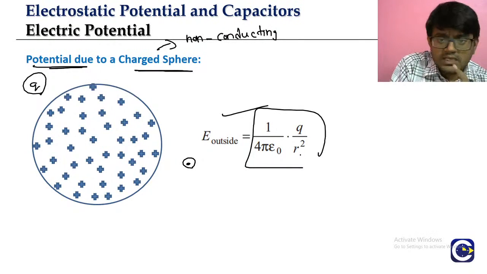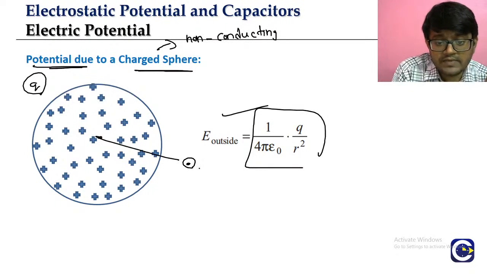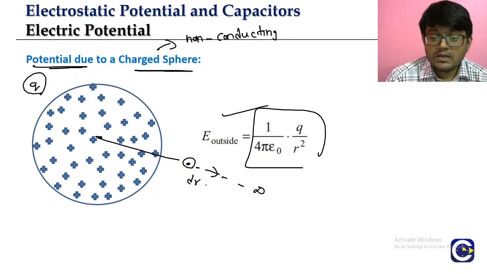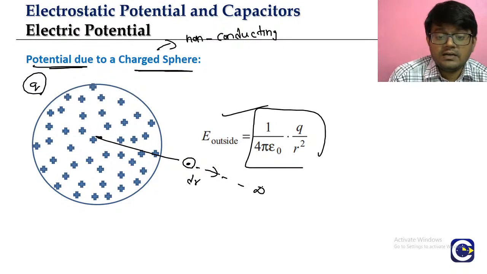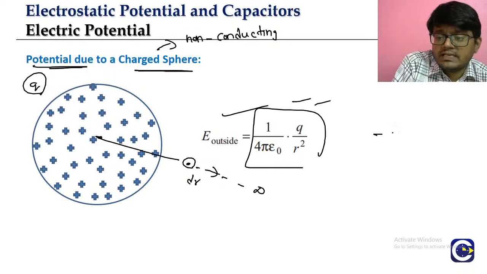Remember, this is the same as the field due to the charged shell. 1 by 4 pi epsilon naught q by r square. We are giving a small displacement and moving up to infinity. When we do the same derivation, the potential we get will be the same value, because the electric field formula is the same.